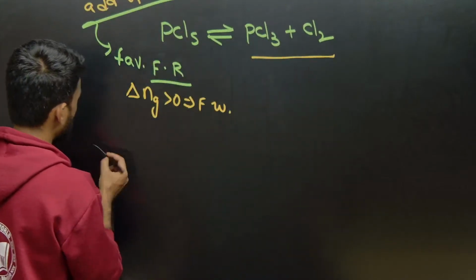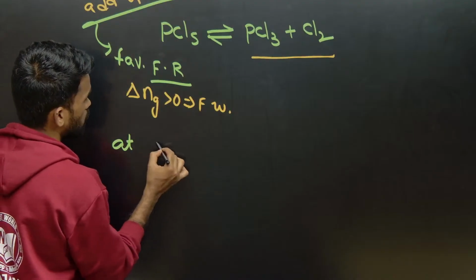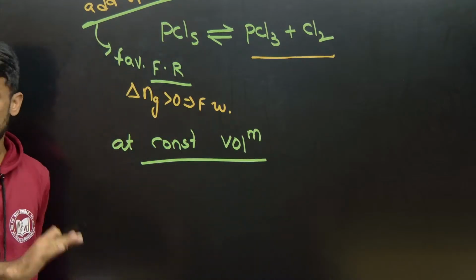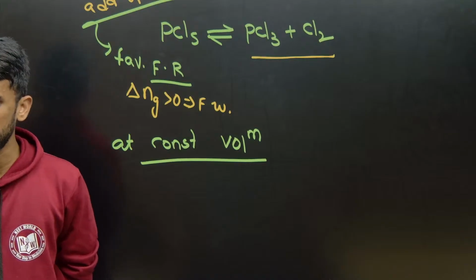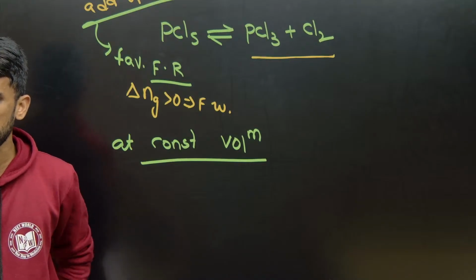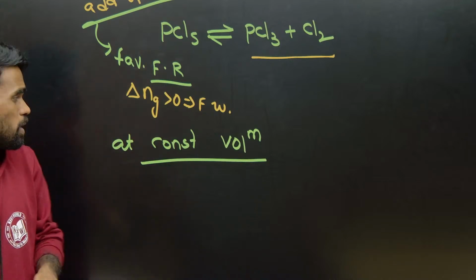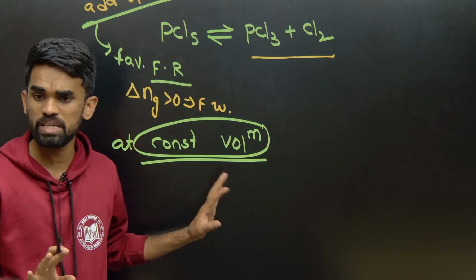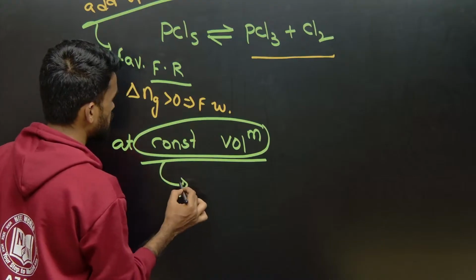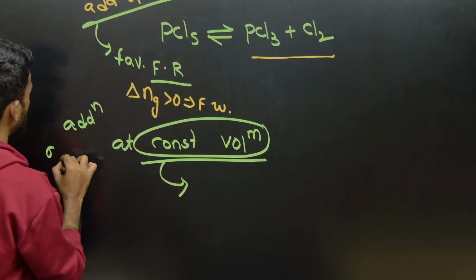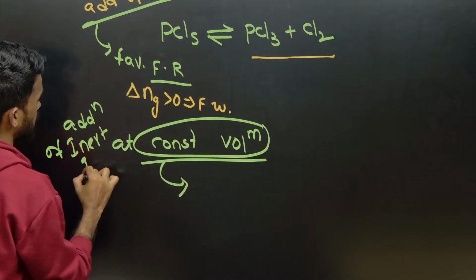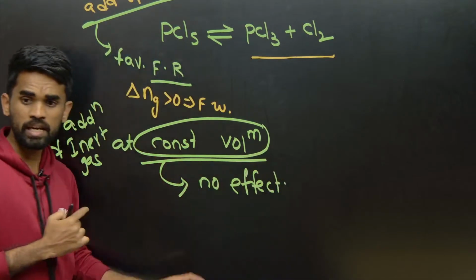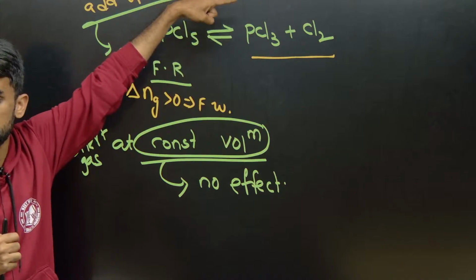Now, addition of inert gas at constant volume. If I add inert gas at constant volume, what happens? See, inert gas has no involvement in the chemical reaction; it just dilutes the reaction by increasing the volume. But at constant volume there is no change in volume, so no effect. No change in volume means no effect on equilibrium. So addition of inert gas at constant volume has no effect. Only addition of inert gas at constant pressure has an effect.